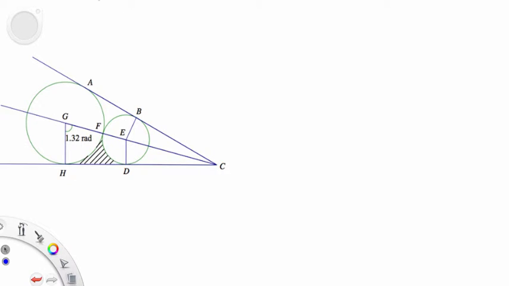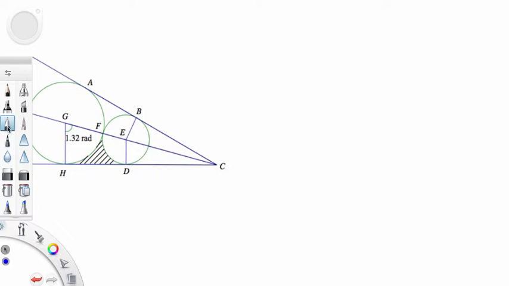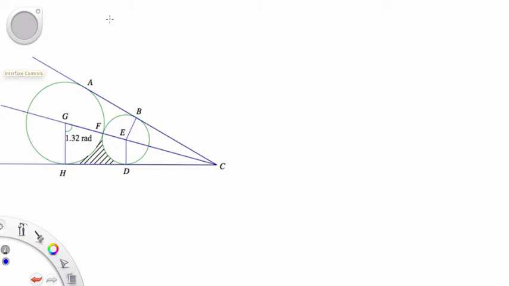Okay, now let's take a look at question 8. For the first one, area of minor sector.